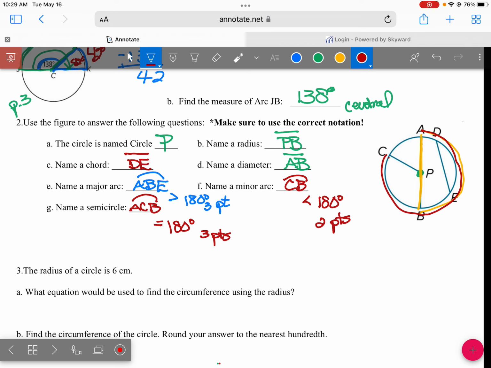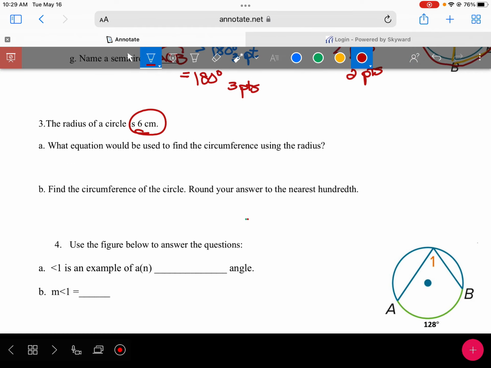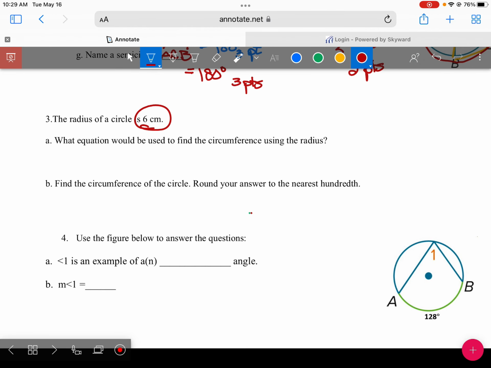Can you do 3? Number 3, the radius of a circle is 6 centimeters. What equation would be used to find the circumference using the radius? We will give you these formulas. Does anybody know it? What is circumference? Circumference is the distance around the circle, the fence around the circle. Pi r squared is area because you got the square. That right there, 2 pi r.